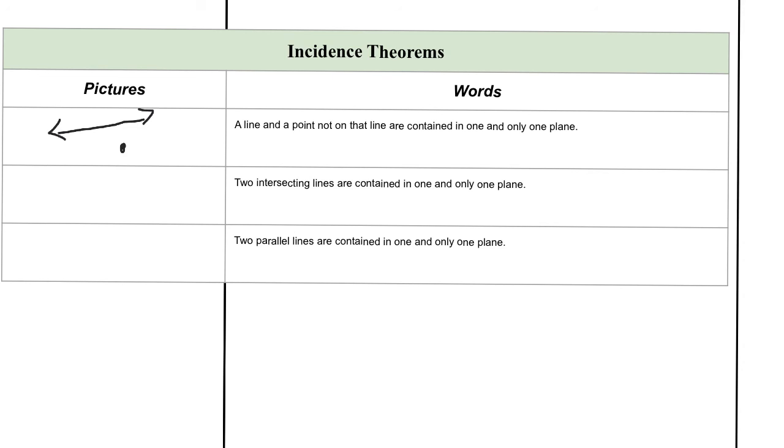The next one is 2 intersecting lines are contained in one and only one plane. Again, we're going to look at this in class. It's hard to see in a 2-dimensional drawing. It's a lot easier to see when it's in 3D. The third incidence theorem on this page is 2 parallel lines are contained in one and only one plane.